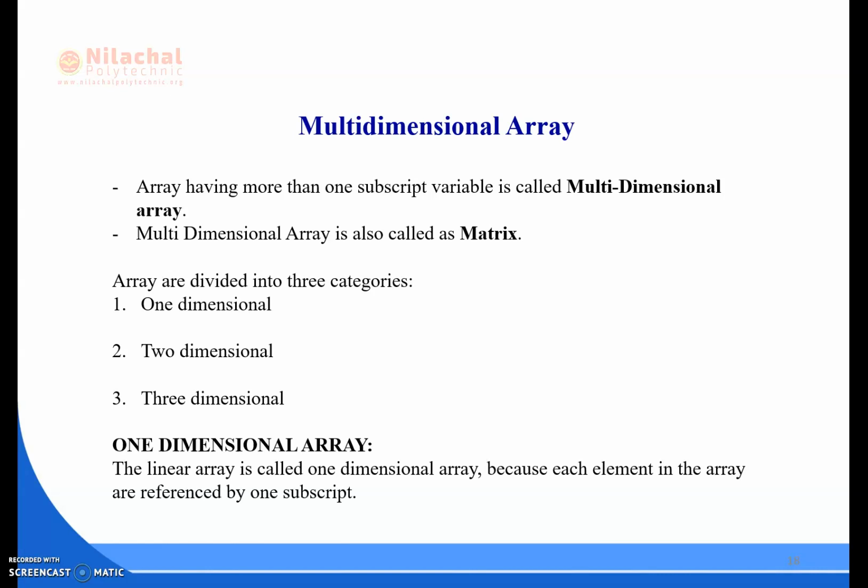Basically, the arrays we will be discussing are divided into three categories. First of all, the one-dimensional array or linear array. Secondly, the two-dimensional array, and at the last, we will be discussing the three-dimensional array. So first, let's start with the one-dimensional array. The linear array or one-dimensional array is one in which the elements of the array are referred to by only one subscript.